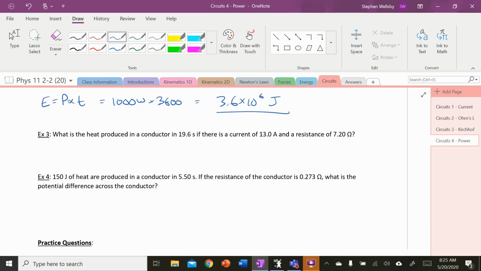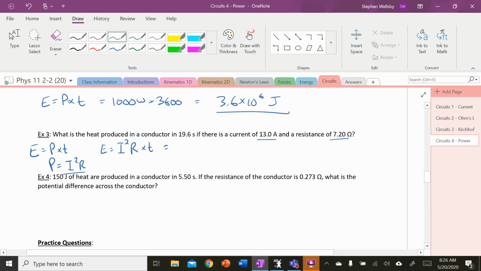So what is the heat produced in 19.6 seconds if a current of 13.0 amps is going through it and it has a resistance of 7.2 ohms? Well, you can do this in 1 or 2 steps, and either way is going to be fine. Energy equals power times time, and the power, in this case, uses current and resistance. So this is going to be our I squared R formula. You could do this in 1 step and just say E equals I squared R times T, or you could do this in 2 steps: figure out I squared R and then multiply that by T. It's totally fine if you want to do it in 1 or 2.